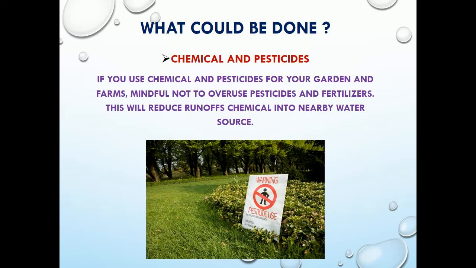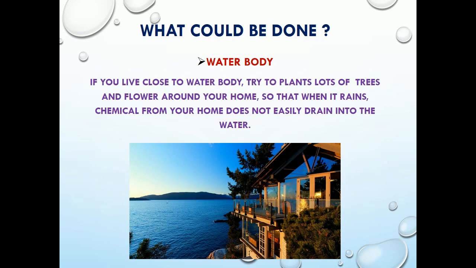Chemicals and pesticides. If you use chemicals and pesticides for your garden and farms, be mindful not to overuse pesticides and fertilizers. This will reduce runoff of chemicals into nearby water sources. Water bodies. If you live close to a water body, try to plant lots of trees and flowers around your home, so that when it rains, chemicals from your home do not easily drain into the water.